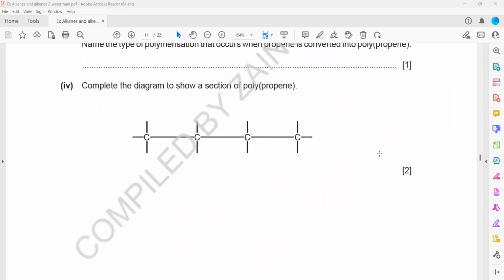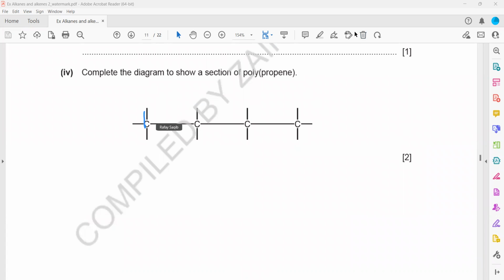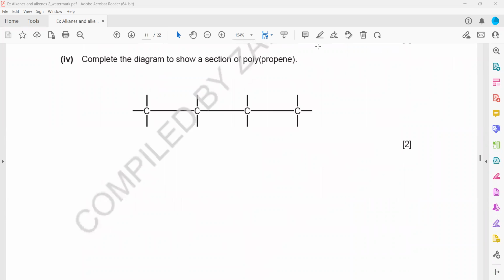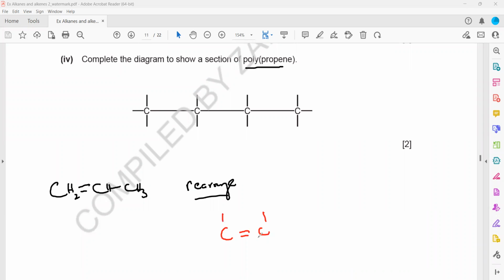Now we have to complete a diagram for the section of the polymer. Just a minute, Rafi, one thing I want to explain, then you can annotate. First, how to draw a polymer? Propene is there. Prop means 3 carbon and there's a double bond. This will be CH3, this will be CH, and this will be CH2. Whenever you have a monomer, the first thing you do is rearrange the structure. When we rearrange, our monomer should appear like the letter H: 2 bonds up, 2 bonds down. So these are the 2 carbon which have a double bond.